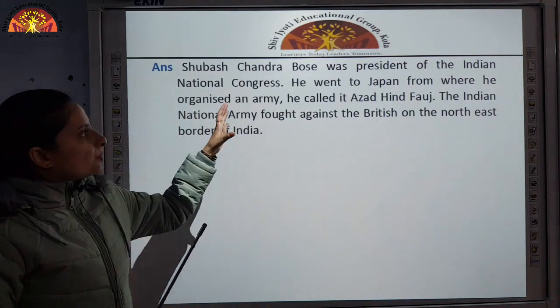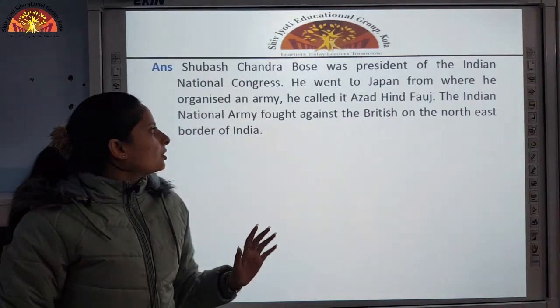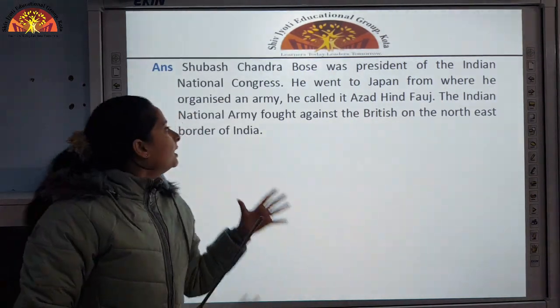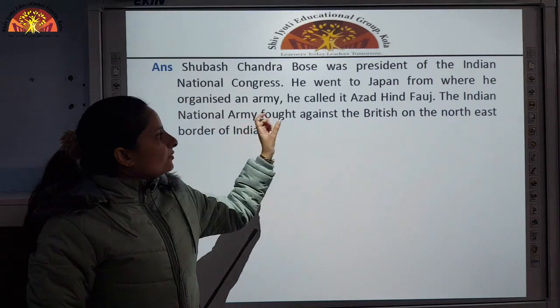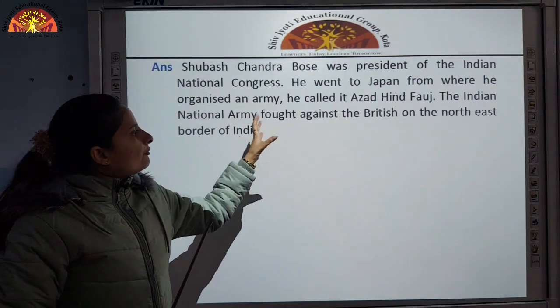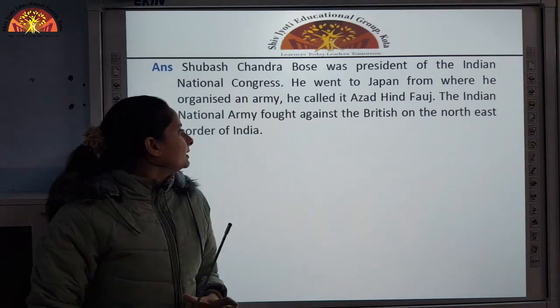Now, Subhash Chandra Bose was the president of the Indian National Congress, and he went to Japan, from where he organized an army which he called the Azad Hind Fauj, and then they fought against the British on the northeast border of India.